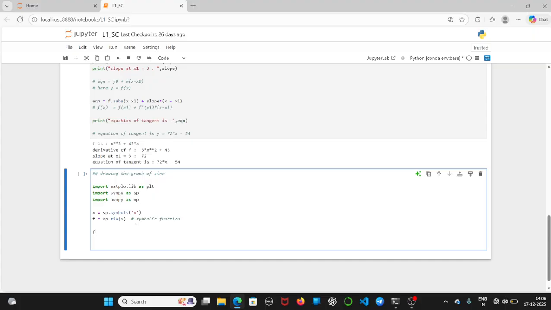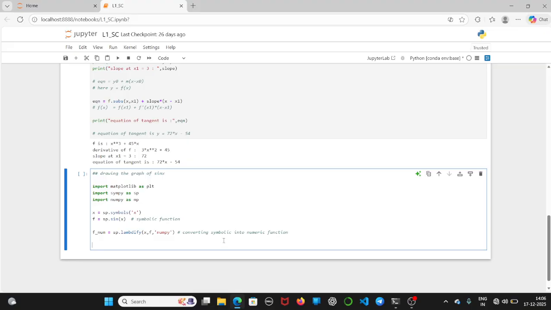Now we are going to create another function which is fnum is equal to sp.lambdify. I'm going to write sp.lambdify, and I'm going to write here x, f, and numpy. What it means is converting symbolic into numeric function. What I'm doing here is converting f. f is a symbolic function. Sympy always deals with symbolic functions, right? I am going to convert it into a numeric function.